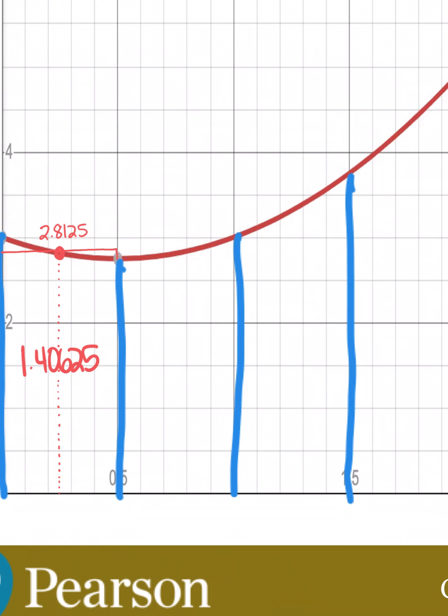The next rectangle, where is its height found? 0.75. It's found at 0.75. Okay, remember, this is above 0.25. This is above 0.75. Its height, what do you think? Is exactly the same. Okay, based on symmetry, it is exactly the same as the other one. Also 2.8125 for a total area of 1.40625. Okay, the next one.